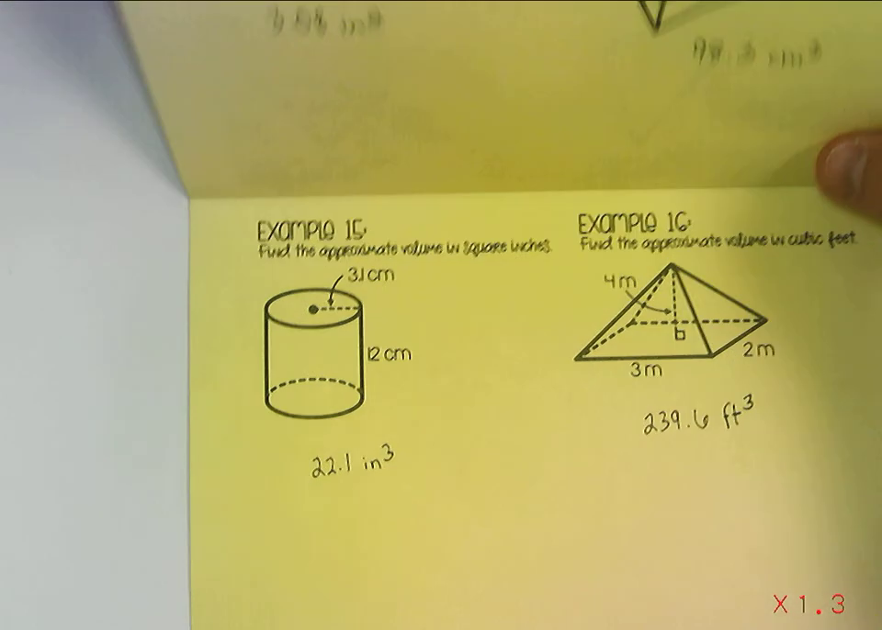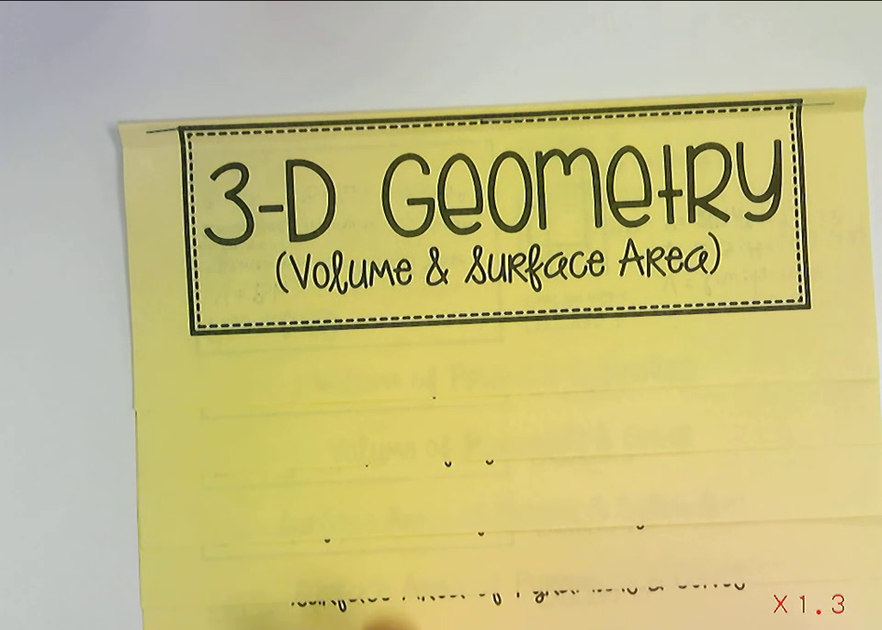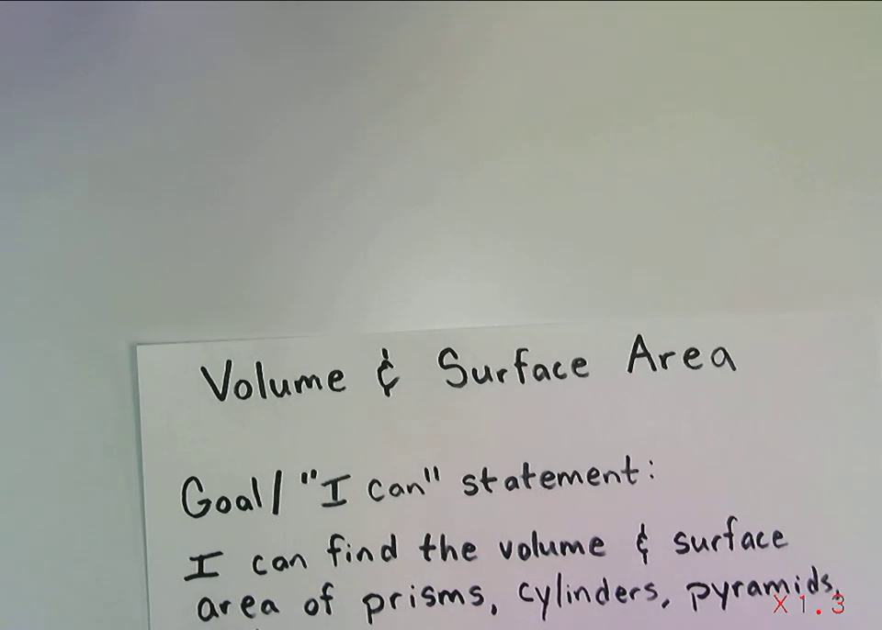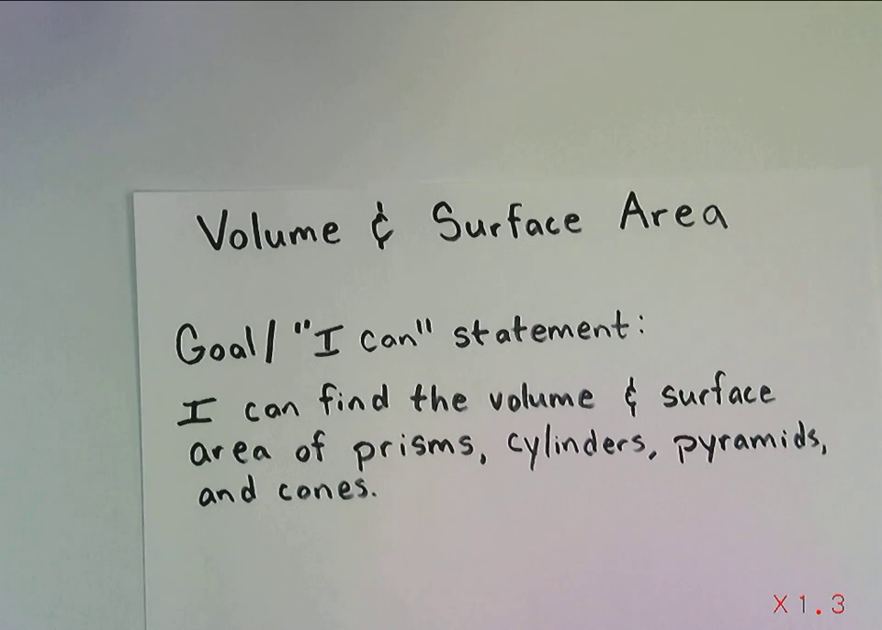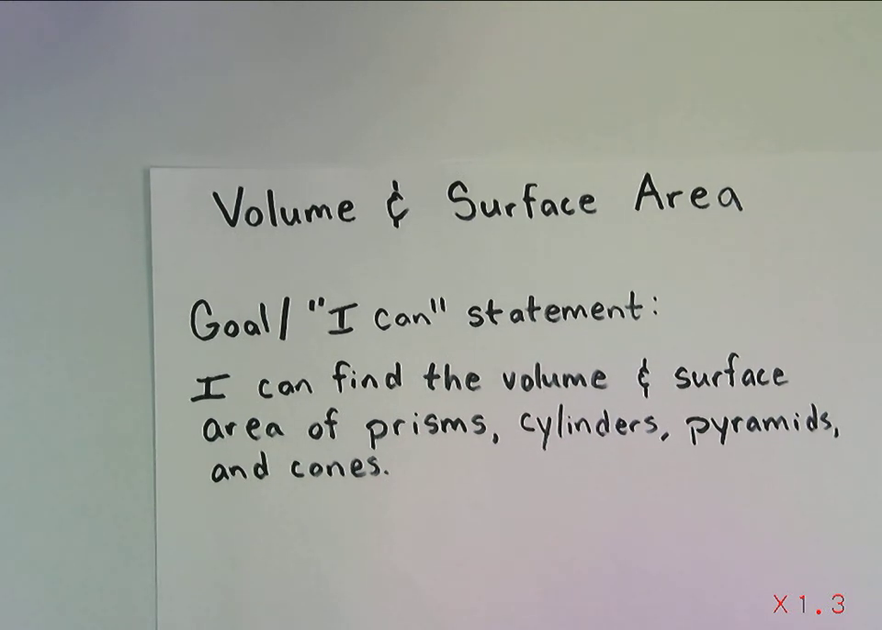Other than that, that concludes the foldable for today. Make sure that gets put in your notebook as always. And just a quick recap of our goal for today. Again, we did volume and surface area, and our goal or I can statement was, I can find the volume and surface area of prisms, cylinders, pyramids, and cones. If you have any questions, you can always replay the video, pause the video. Otherwise, I am always available for questions.